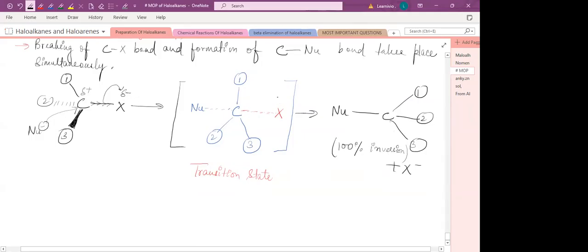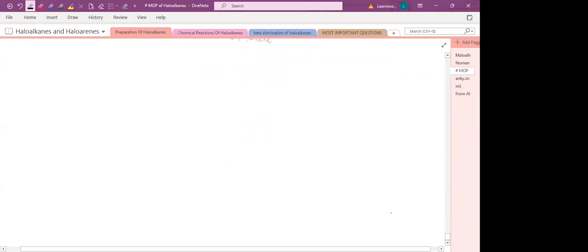Basically, this will have a partial negative charge, and this OH group, which is the nucleophile, will have a partial positive charge over here. Similarly, if I give you an example, just try it by yourself, write down the mechanism, and tell me the answer.